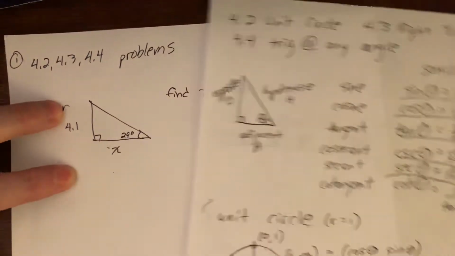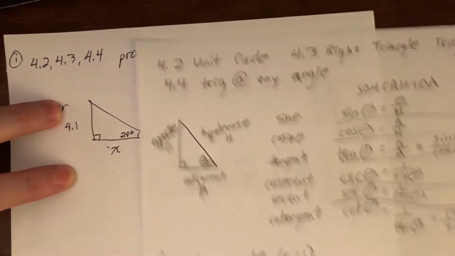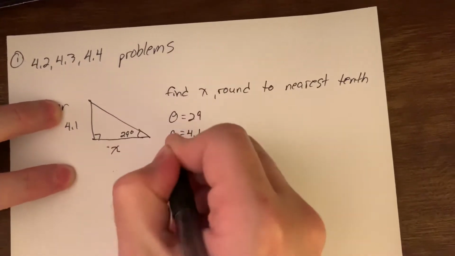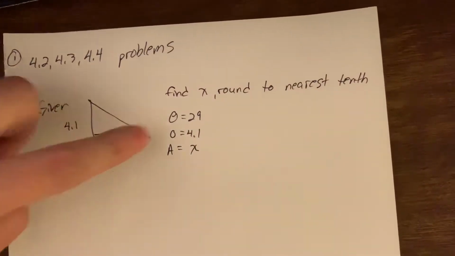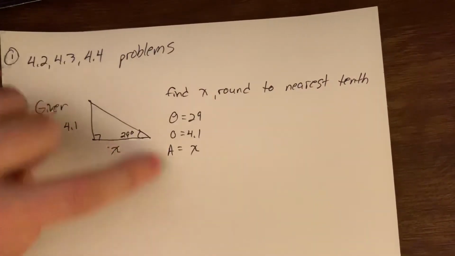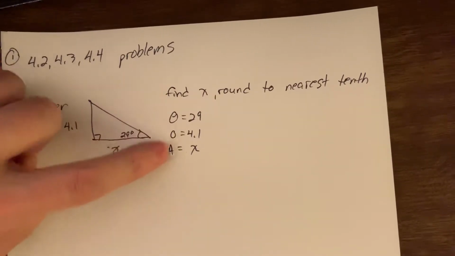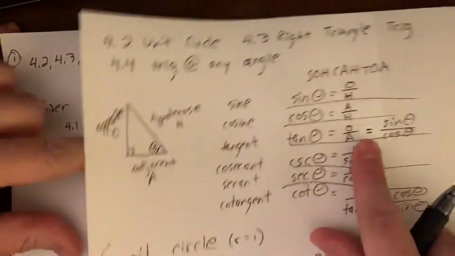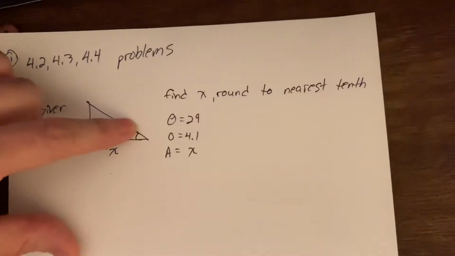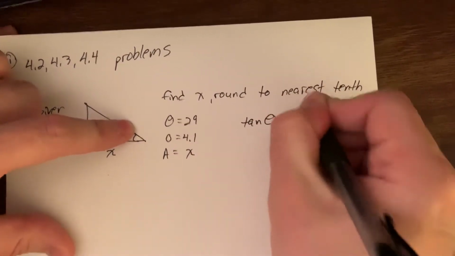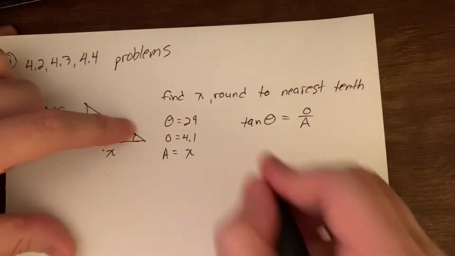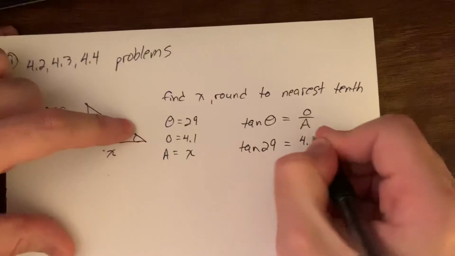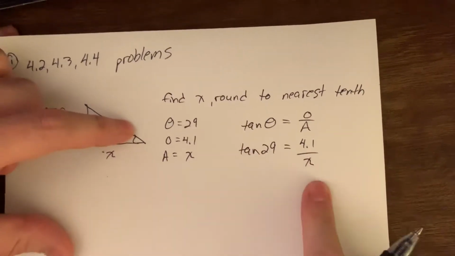Let's take the information we have here and think of it in terms of this right triangle setup. So we know theta is 29. We know the opposite is 4.1. The adjacent is x. Which trig function uses all 3 of these? Well, they all use theta, so it's really what 2 sides are in play here. We're talking about opposite and adjacent. We're going to use tangent. We know tan of theta is opposite over adjacent. We'll fill in what we know. We know theta is 29, so I'll get tan of 29 equals O is 4.1 and A is the x.